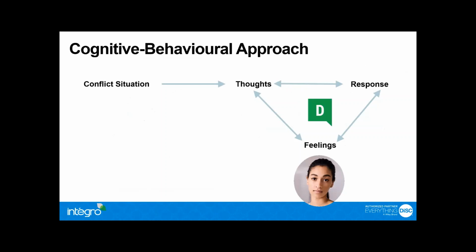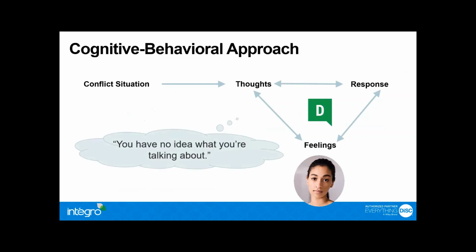And this goes back to her conflict with Dave. Her automatic thought was, you have no idea what you're talking about. So her feeling was to become defiant, and then that triggers an argumentative response. But we need Ruby now to rethink this.